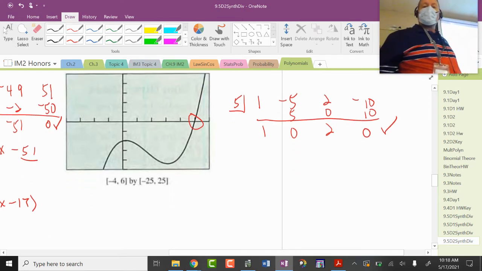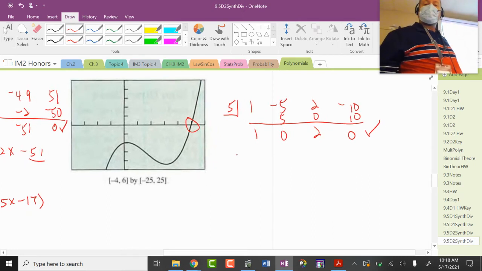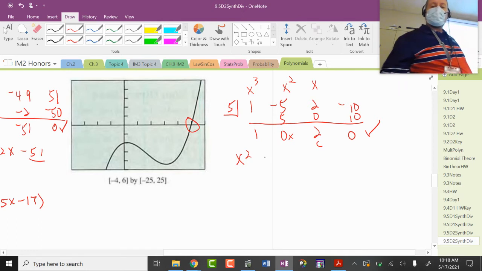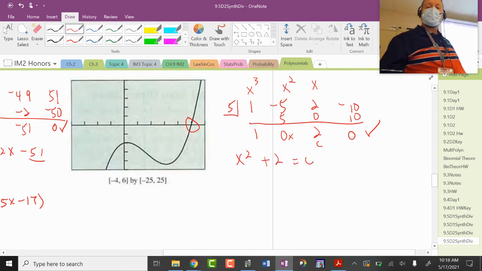Now, on this one, you do want to deal with this depressed polynomial. Remember, this was an x cubed, now it's an x squared. This was an x squared, this is the x. This was the x position, now it's the constant. So this is x squared plus 2. And then this is the remainder.